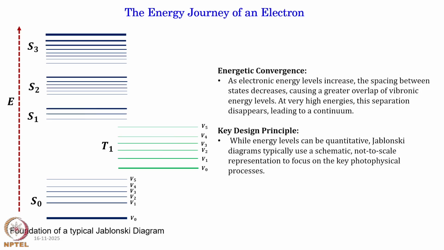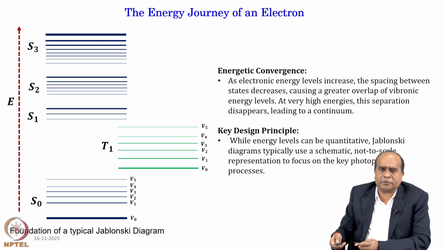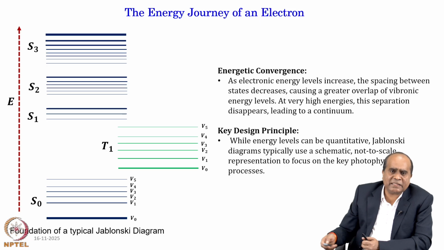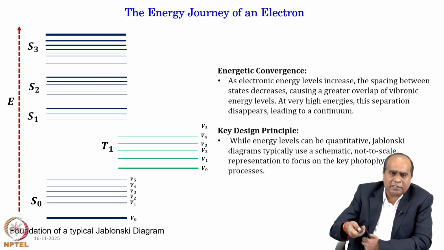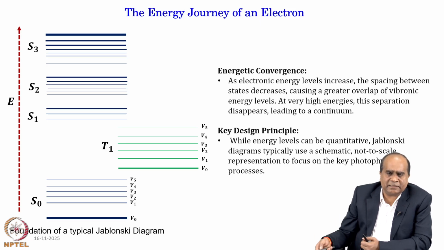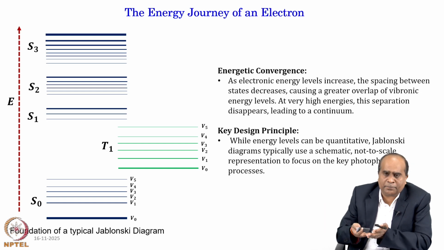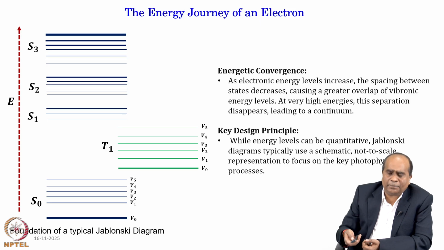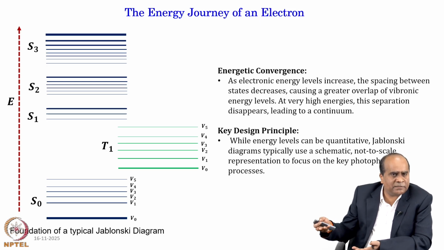So, that is the triplet state and singlet state that we had seen. Now, energetic convergence: what we see is that as the electronic level increases, the spacing between the states decreases, causing the vibrational levels to converge or overlap. This is called vibronic coupling, and at very high energy the level separation basically disappears and that becomes a continuum, right.